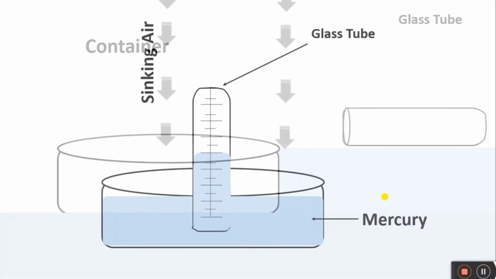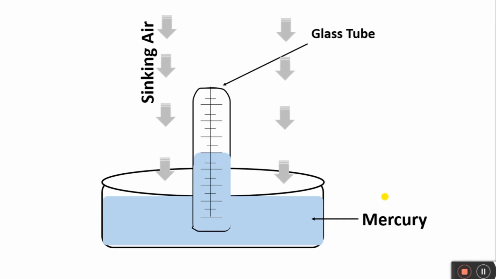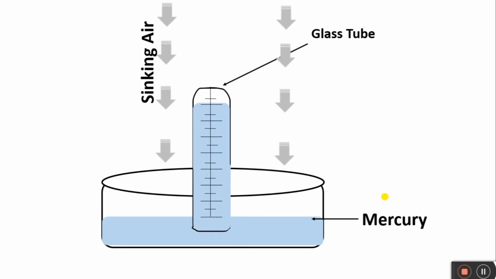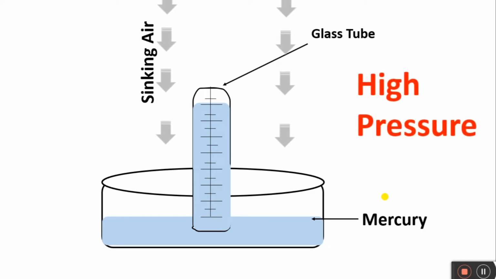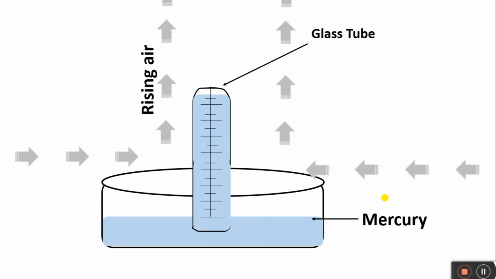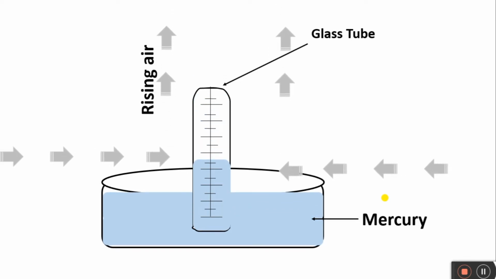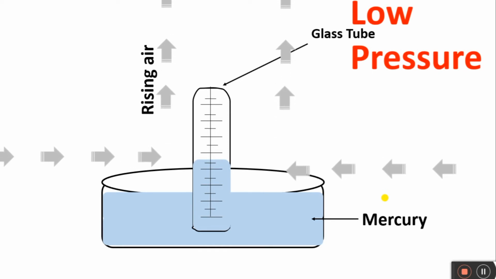Let us half fill the container with mercury and invert the glass tube onto it and observe the ascending and descending of mercury in the glass tube. We find that when descending or sinking air exerts pressure upon the mercury, it ascends in the glass tube and the level of mercury goes down in the container. This entails that air has high pressure over the mercury. In the same way, when air ascends or rises, the mercury in the glass tube descends and its level goes up in the container. This means that the air has low pressure over the mercury.